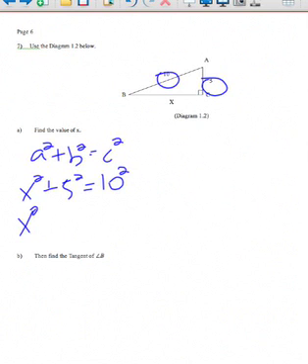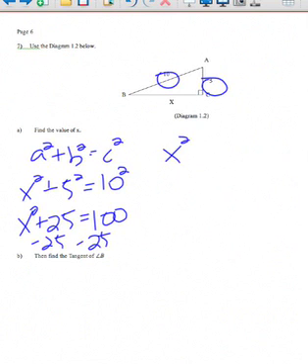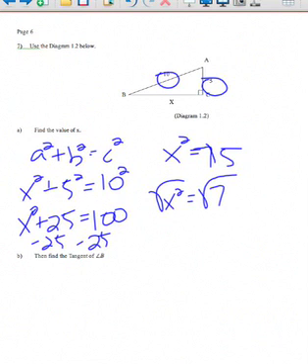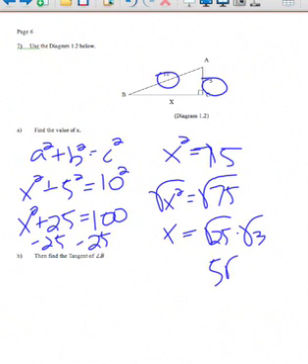x squared plus 25 equals 100. Subtract 25 from both sides. You're left with x squared equals 75. Take the square root of both sides. You get x equals, we'll find a perfect square inside of 75, which is 25 and 3. So we're left with 5 rad 3.